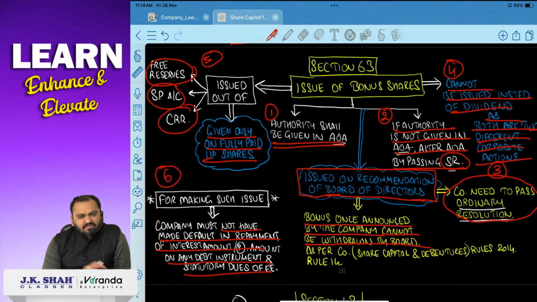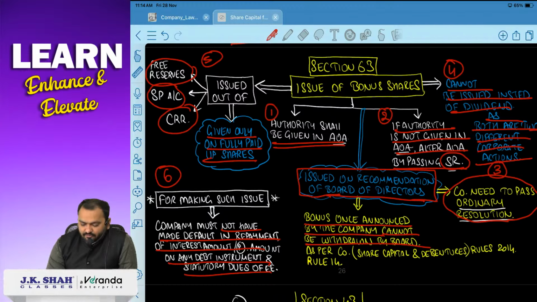Come on, can we revise this once again? All the points together one last time. Chalo. First, authority must be given in AOA. If authority is not given in AOA, we will alter AOA. We will alter AOA by passing SR. Okay. Third point. Companies need to pass ordinary resolution for approving the issue of bonus shares. Then point number 4. Company cannot issue bonus shares instead of dividend. Cannot give dividend instead of bonus shares, as these are two different corporate activities.